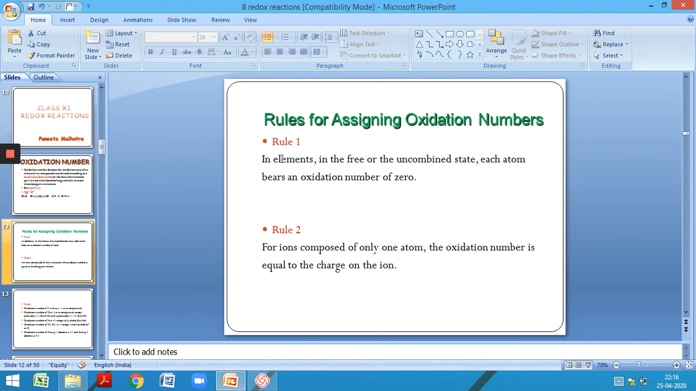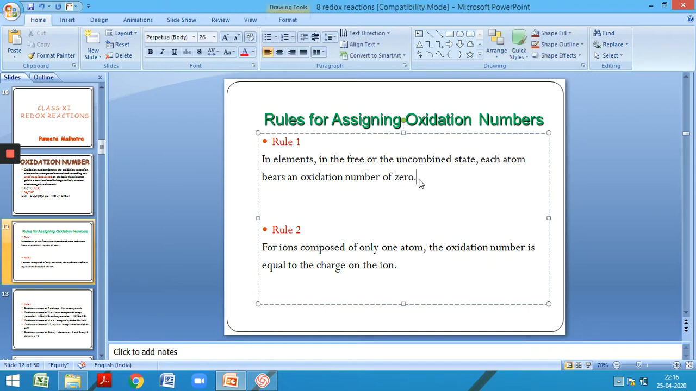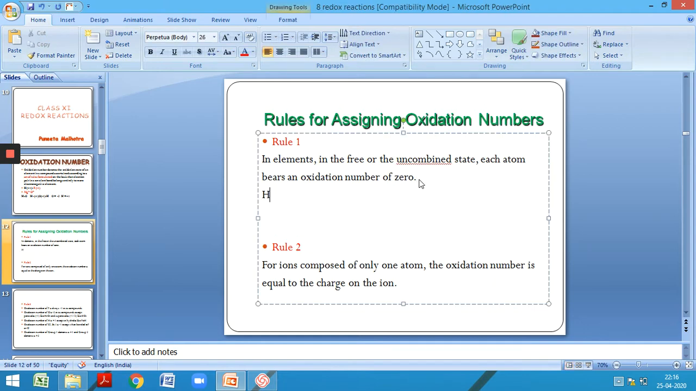The first rule is that in elements in the free or uncombined state, each atom bears an oxidation number of 0. What does this mean? Take any element: hydrogen, H2, oxygen, O2, sulfur, S8, phosphorus, P4, ozone, O3. In all these cases, the atom is present in its elemental form. It is in its uncombined state or its free state. It is not forming any compound.